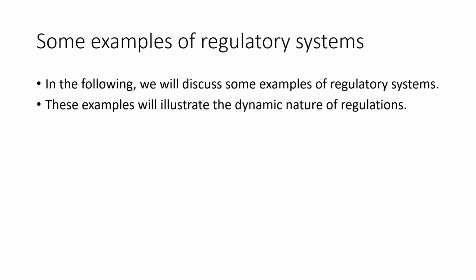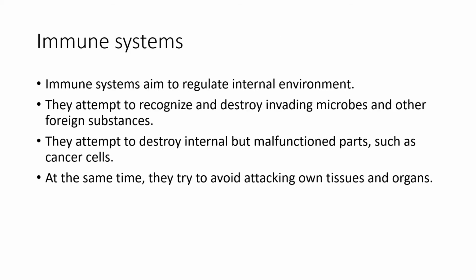Some examples of regulatory systems. In the following, we will discuss some examples of regulatory systems. These examples will illustrate the dynamic nature of regulations. Immune systems.